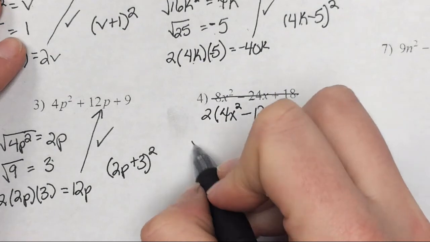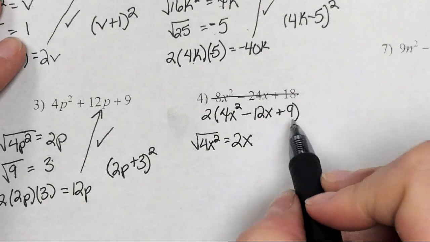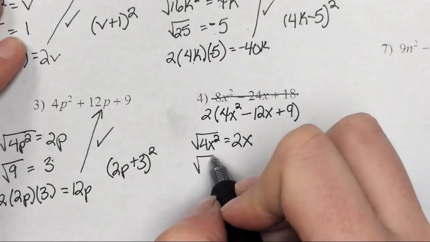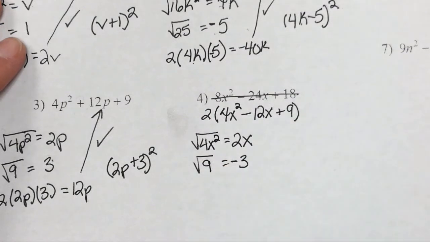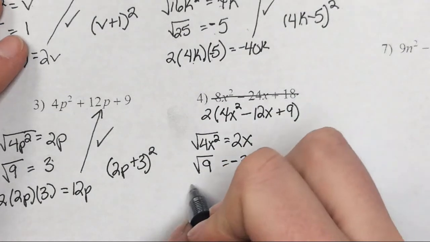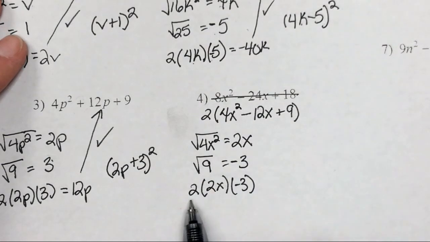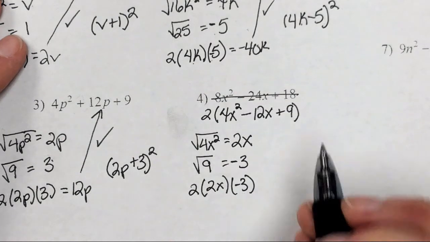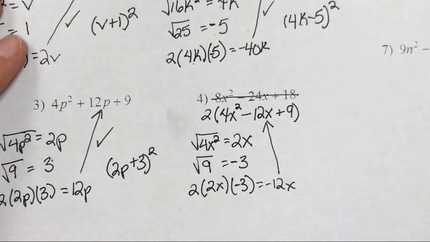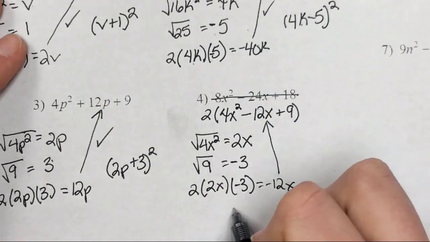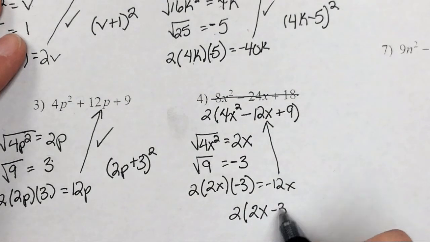So my first term is 4x squared, which is a perfect square. Square root would be 2x. 9 is a perfect square. Square root is 3. I have a subtraction sign here, so I'm going to use a negative root. And then I'm going to check for twice 2x minus 3 to see if that matches. 2 times 2x is 4x, times negative 3 is negative 12x, which is what I needed in the middle. So that means my final answer is going to be 2. I have to remember the GCF. And then 2x minus 3 squared.